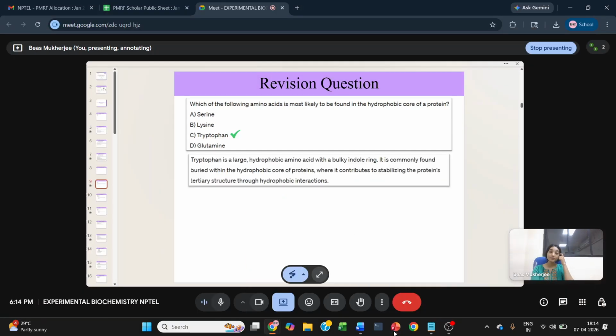And the right answer is tryptophan, because tryptophan is a large hydrophobic amino acid with a very bulky indole ring. It is commonly found buried within the hydrophobic core of the protein, where it contributes to stabilizing the protein's tertiary structure through hydrophobic interactions. Okay. The others have charged groups in their side chain, and therefore they are more likely to be towards the surface of the protein. They will interact with other residues and with water to help with protein solubilization.